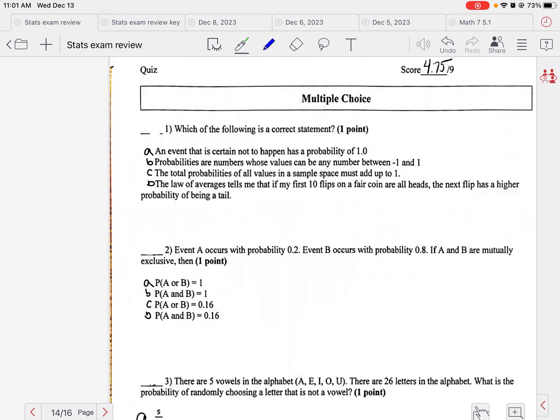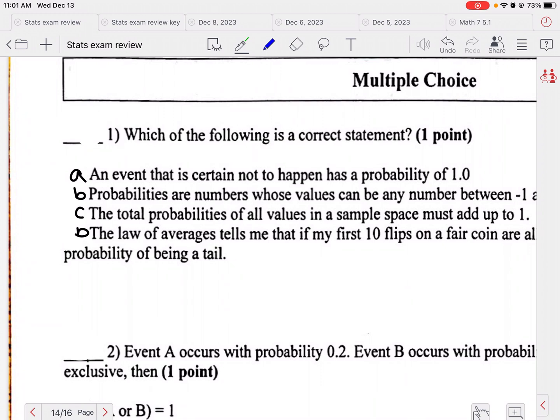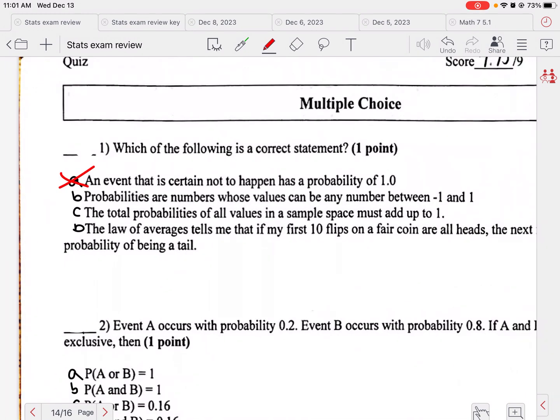So which of the following is a correct statement? An event is certain to happen if it has a probability of 1. Certain not to happen, that's false because that would be 0. Probabilities are numbers whose values can be anywhere between -1 and 1. That is true. The total probabilities of all values of a sample space must add up to 1. Okay. Can be any number between -1 and 1. Okay. Total probabilities of all values in a sample space must add up to 1.